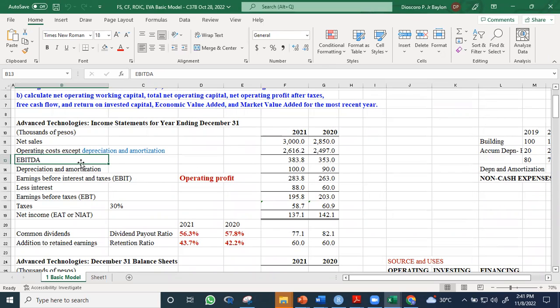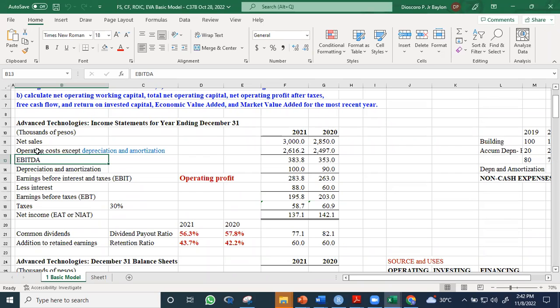So EBITDA is generated by subtracting from net sales all your operating costs except depreciation and amortization. And we said that we single out depreciation and amortization because these are examples of non-cash expenses. Okay, so we separate them. This is one way to present your income statement.